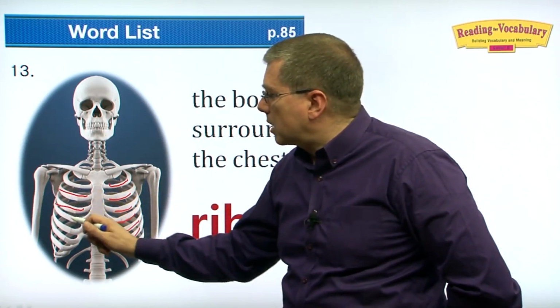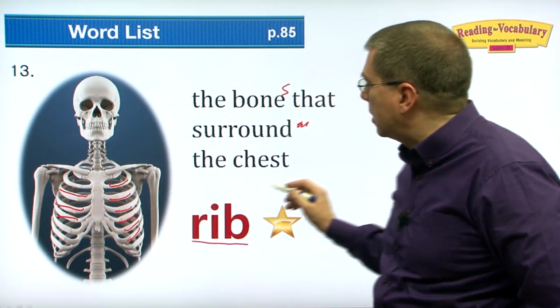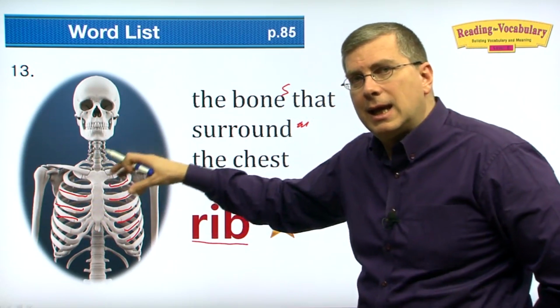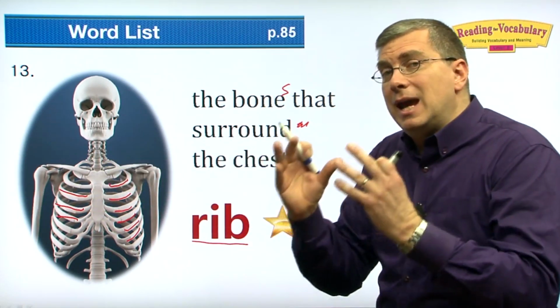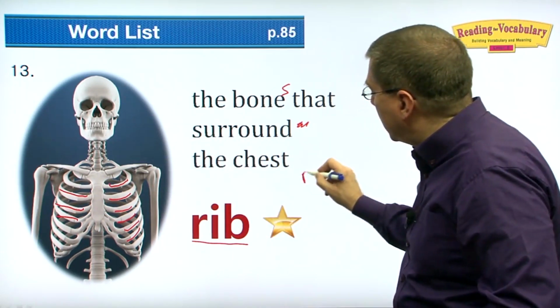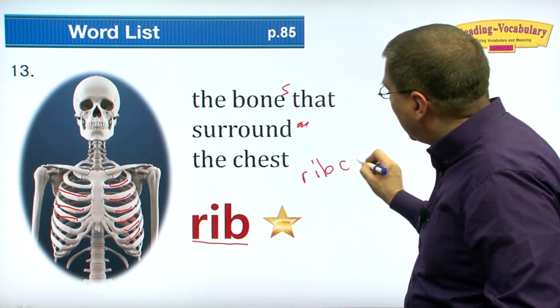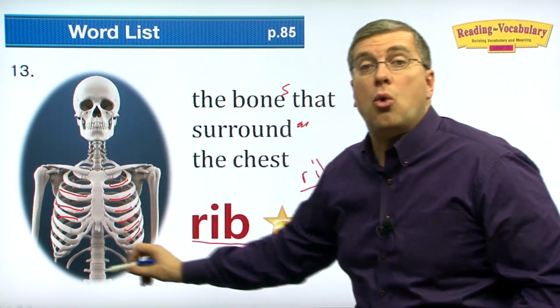Now, if you want to talk about the whole thing, if you talk about all the ribs together, what does it look like? It kind of looks like a cage, doesn't it? A cage where you keep an animal or something in. So we call the whole thing a rib cage. Rib cage is the whole thing, right?